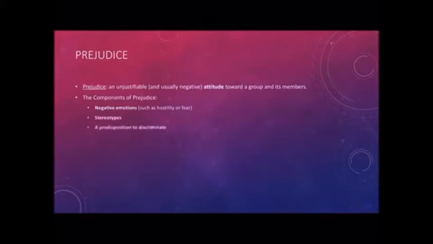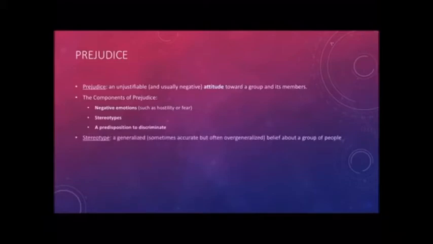So starting off with prejudice, you just want to know that prejudice is a negative attitude towards a group. It doesn't have to be negative, but most of the time it is. And then the three components of prejudice: negative emotions. So even though the definition says it doesn't have to be negative, it does say that it has to include negative emotions, so basically always negative. Stereotypes is the second component, and then a predisposition to discriminate, and we'll talk about those last two real quick.